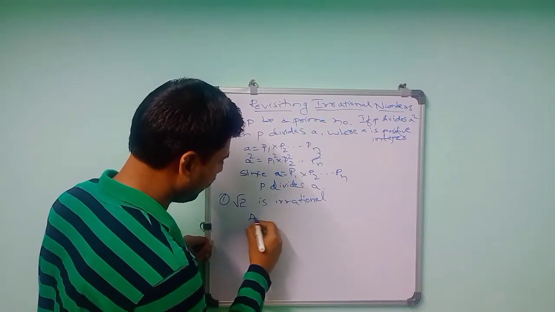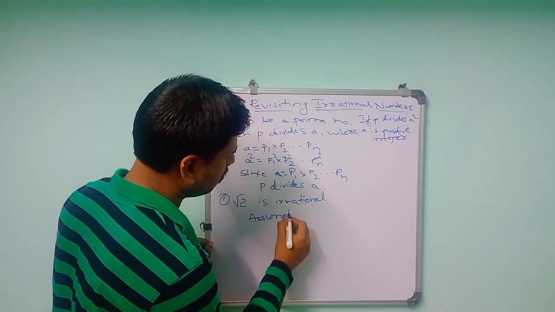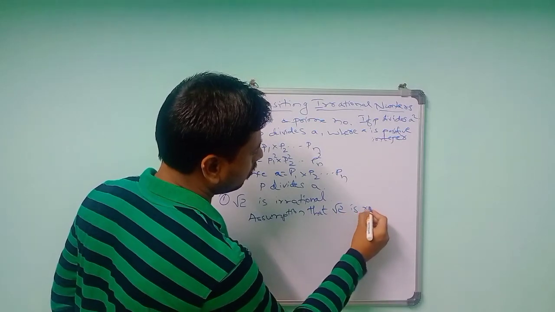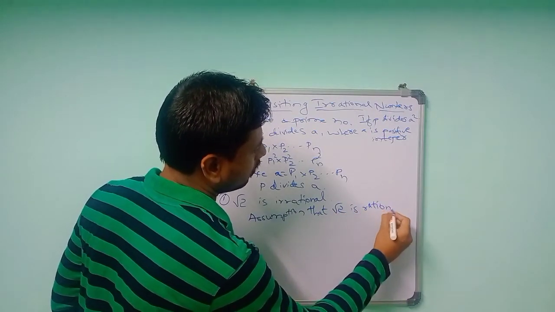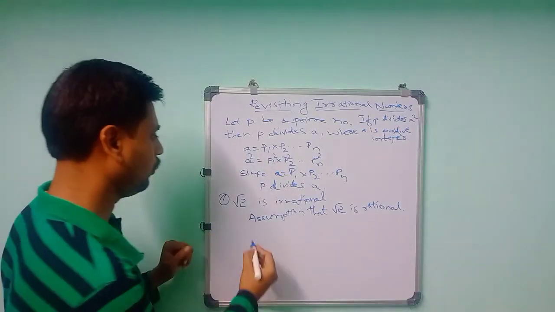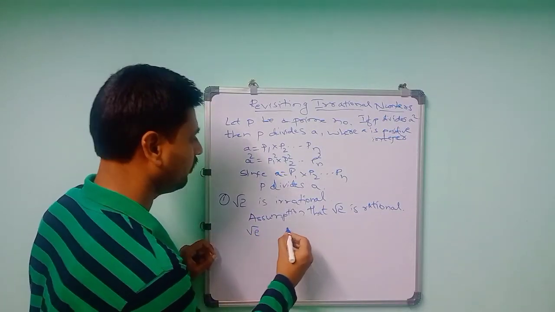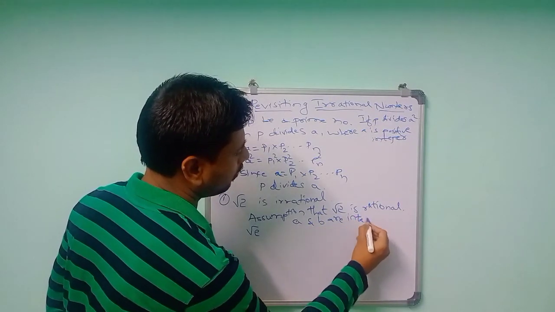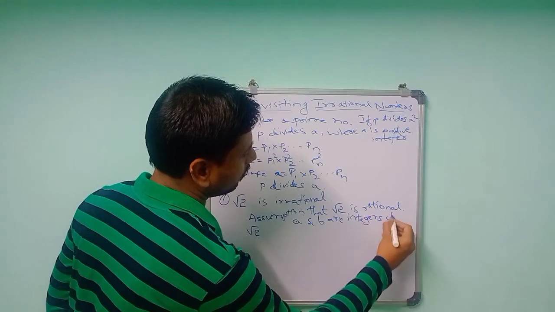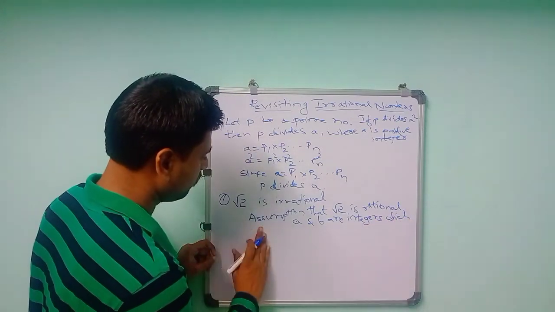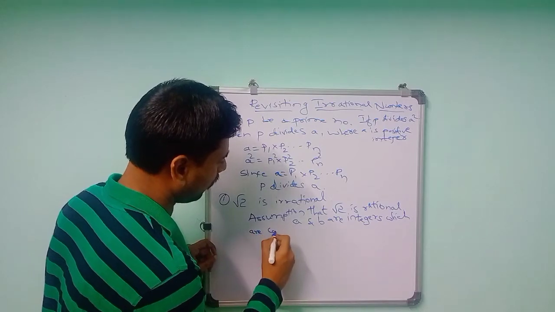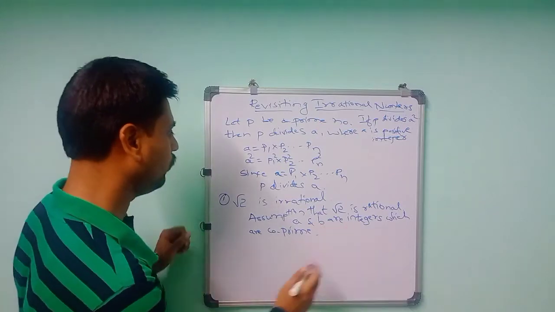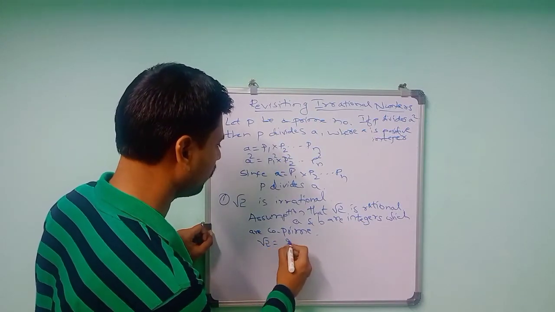You should assume that, you have to assume that first root 2 is rational. So root 2 is equal to a by b, where a and b are integers which are co-prime. Co-prime means both should be prime numbers. So you write root 2 is a by b.